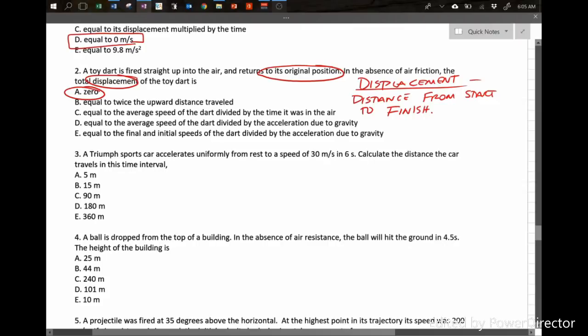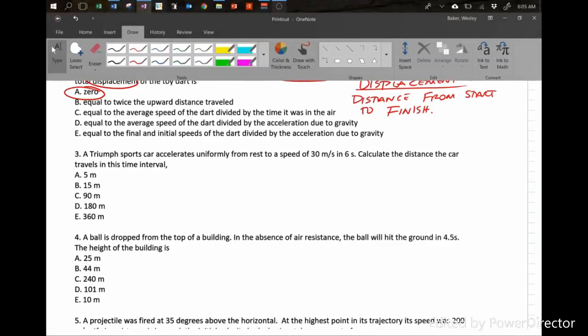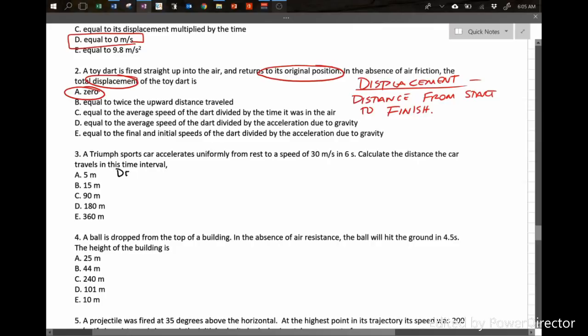All right, a Triumph sports car accelerates uniformly from rest to a speed of 30 meters per second in 6 seconds. Now, if you use just equations with this, and I will show that, you have to find the acceleration first, and then you find the distance. There is another way to do kinematics problems, especially when you don't have acceleration. In fact, this is a good rule to have: if the acceleration is not given, use a velocity versus time graph.